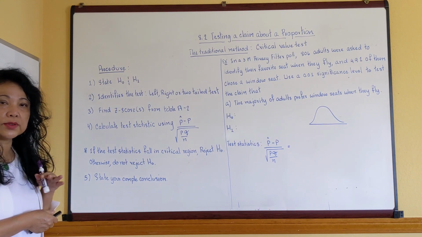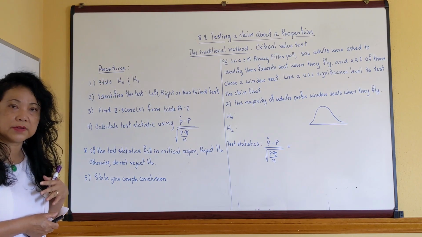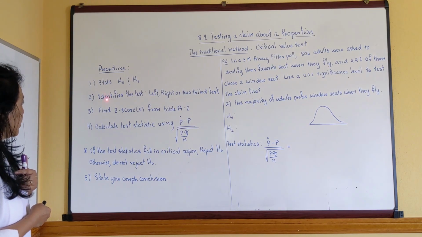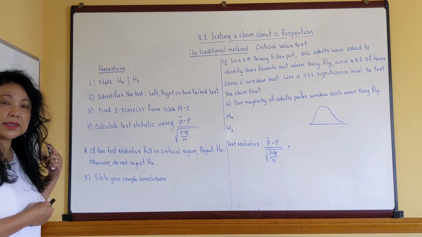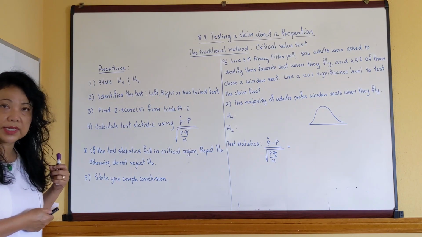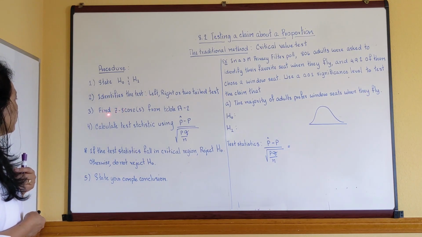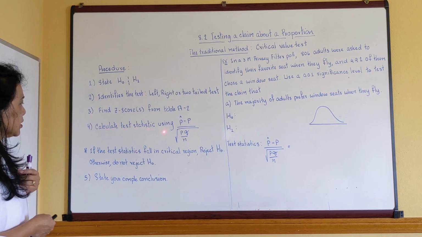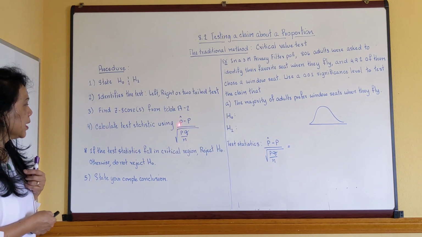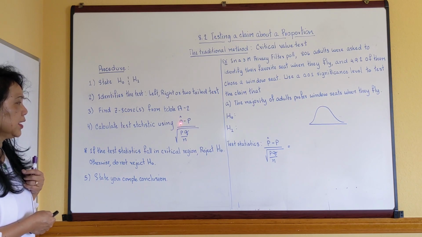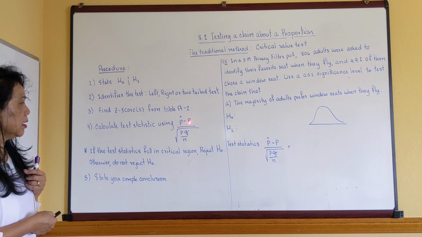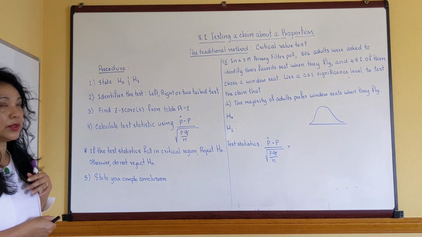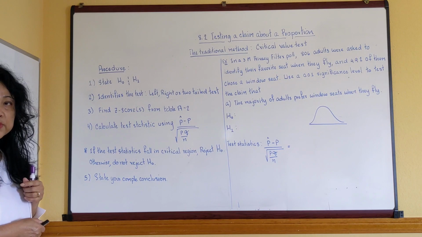First, state the null and alternative hypothesis, which we did in 8.1. Draw the bell shape and identify either a left tail, right tail, or two-tail test. Then find the z-score from table A2. Calculate your test statistic using this formula. P hat is x over n, P is the population proportion, Q is 1 minus P, which I'll show you in an example, and n is the sample size.